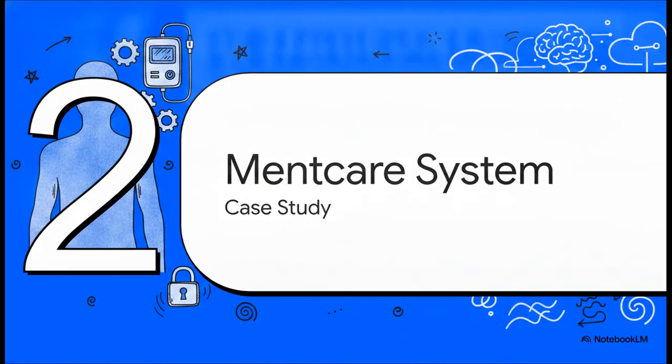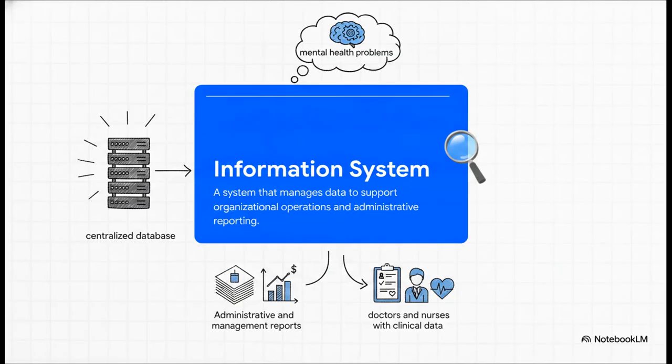Moving right along, Section 3, Case Study, the Mentcare system. So our first system was about physical safety. Mentcare is a totally different beast. It's what we call an information system. By definition, an information system manages data, typically using a centralized database, to support organizational operations and reporting. The Mentcare system specifically manages medical records for patients dealing with mental health problems, and it has a dual purpose.